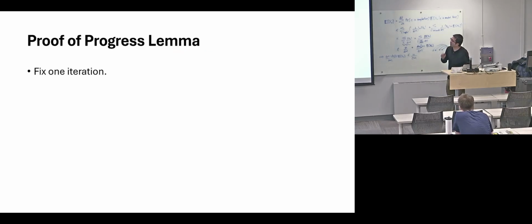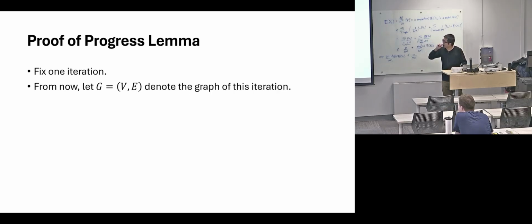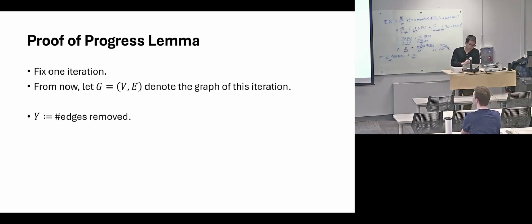Okay, let's try to prove this. Let me set up some notation. Let's fix some iteration, and from now on let me just use G to denote the graph of this iteration. It's not the original graph; G is now the remaining graph.